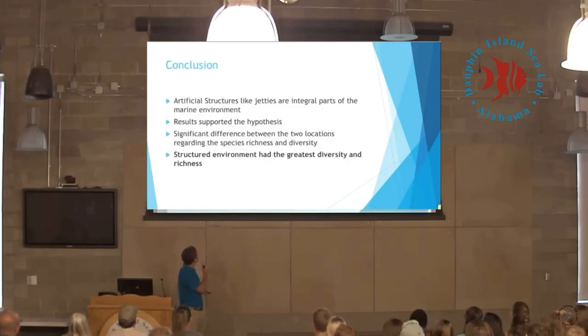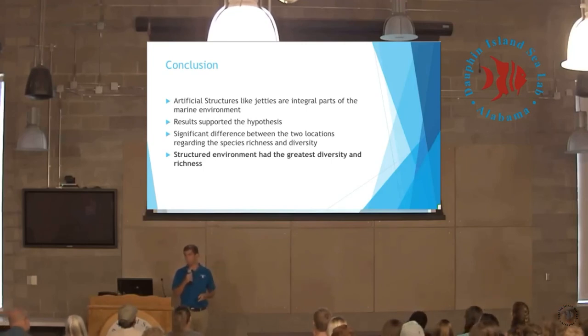To repeat what I've already said, artificial structures like jetties or groins are integral parts of a marine ecosystem, especially in an estuarine ecosystem, because they protect the juvenile fish. The results from my testing supported my hypothesis. There was a significant difference between the two locations, and the greatest diversity and richness was found in the structured environment.